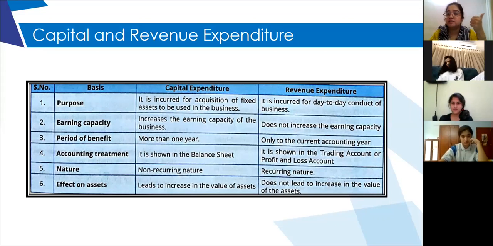Which one is used in acquisition of fixed assets, capital or revenue? Quickly. Capital. Excellent. Which one increases the earning capacity of the business? Capital. Where is the benefit more than one accounting year? Capital. Which one is shown in trading and P&L accounts, Zara? Revenue or capital? Revenue. Which one is shown in the balance sheet? Capital.